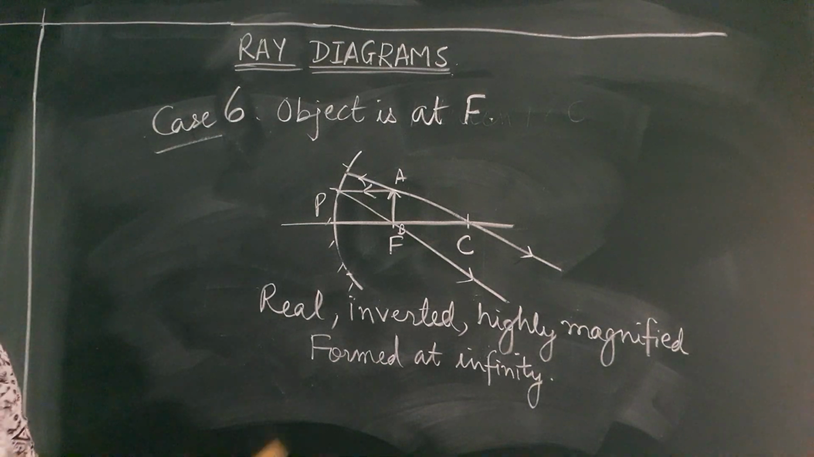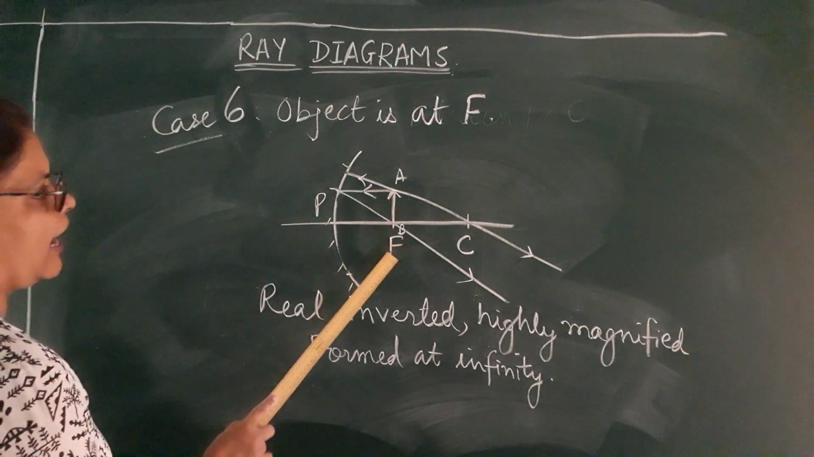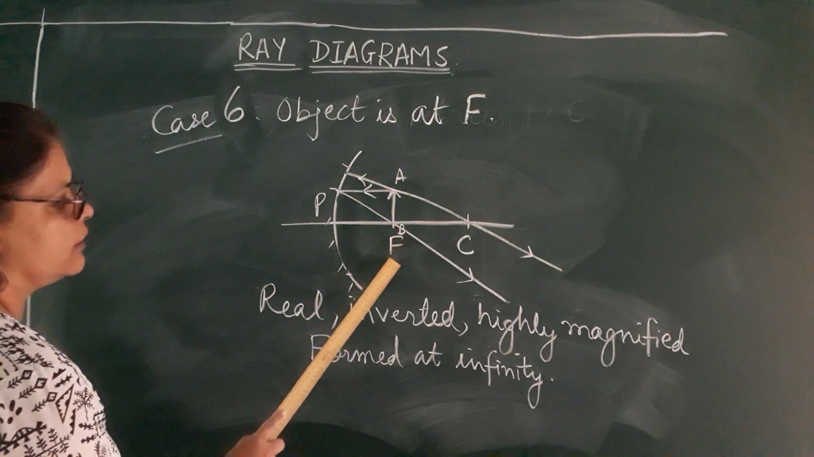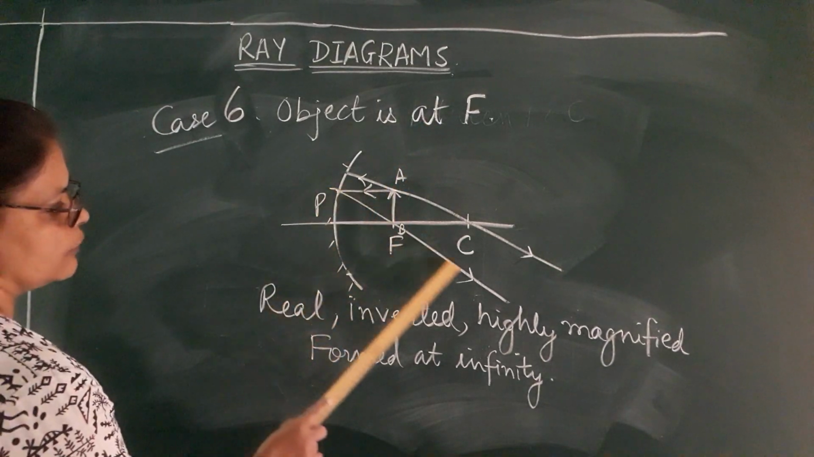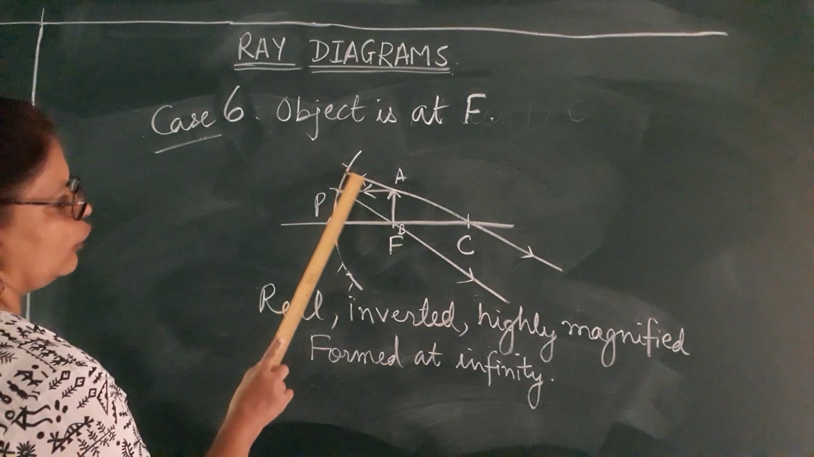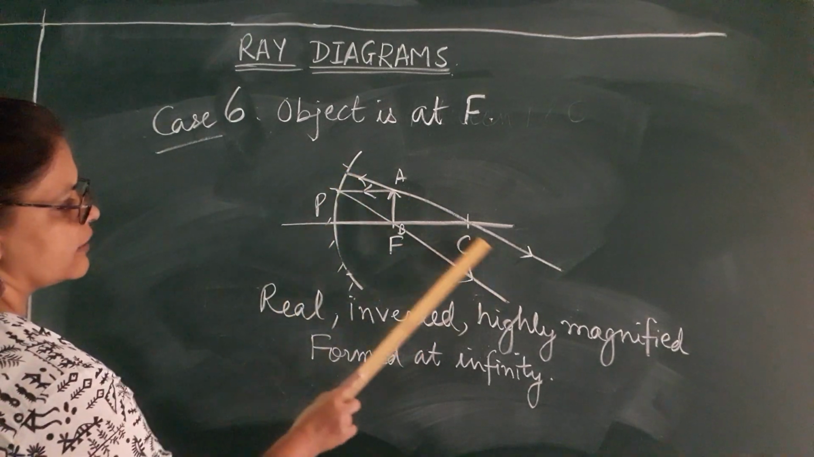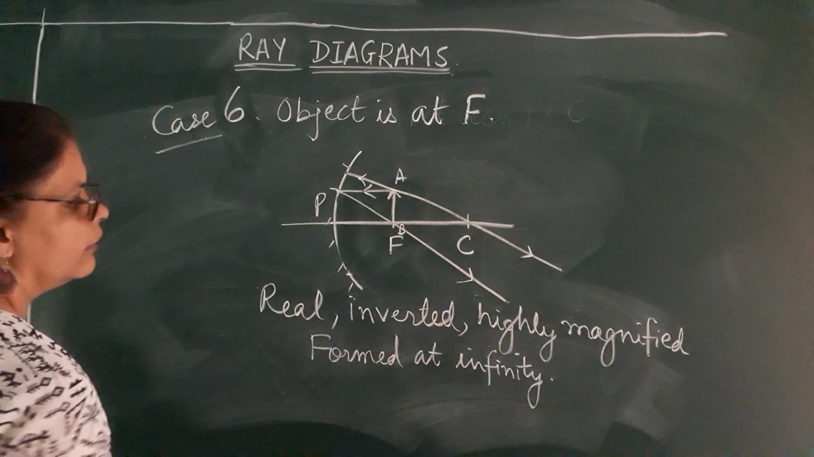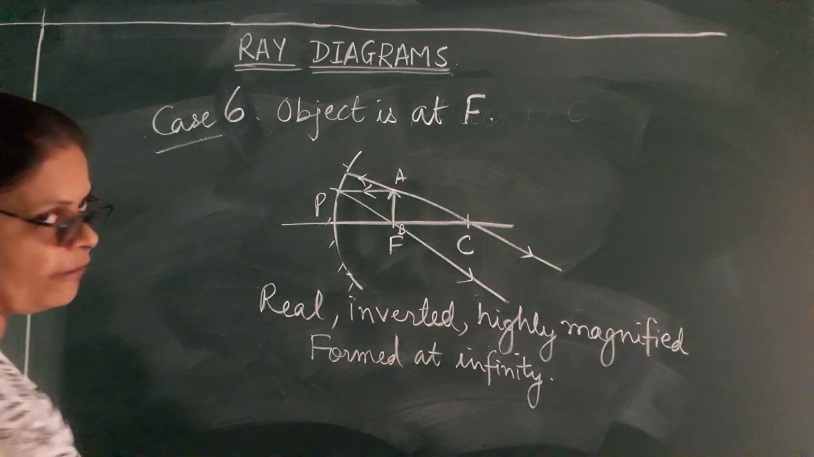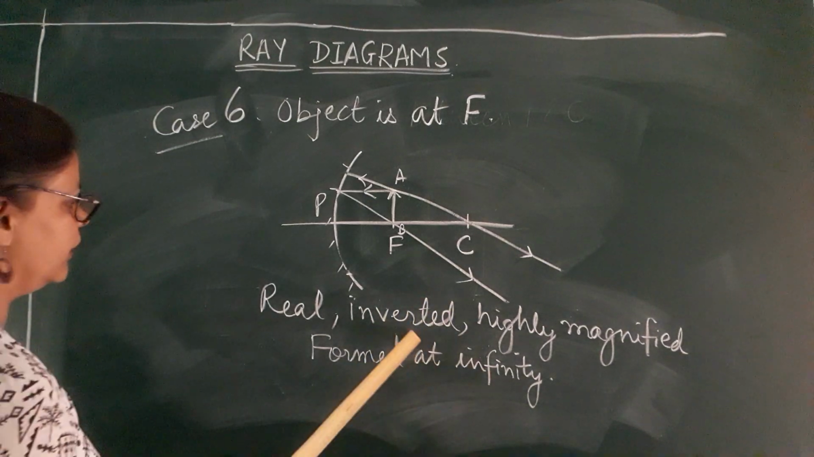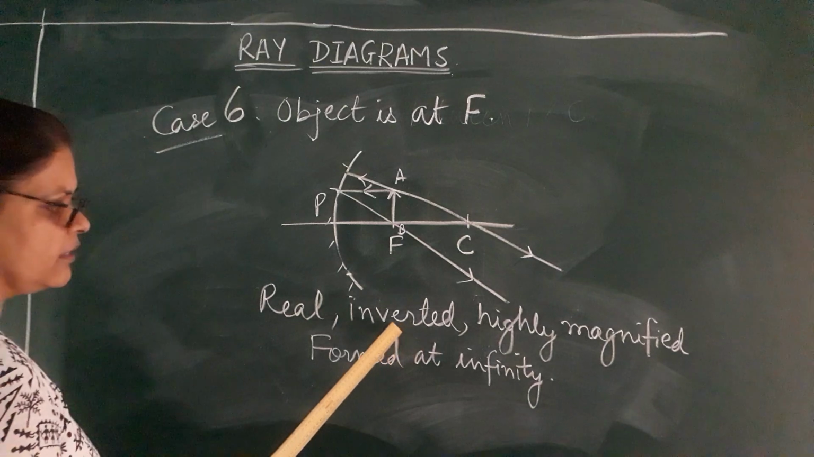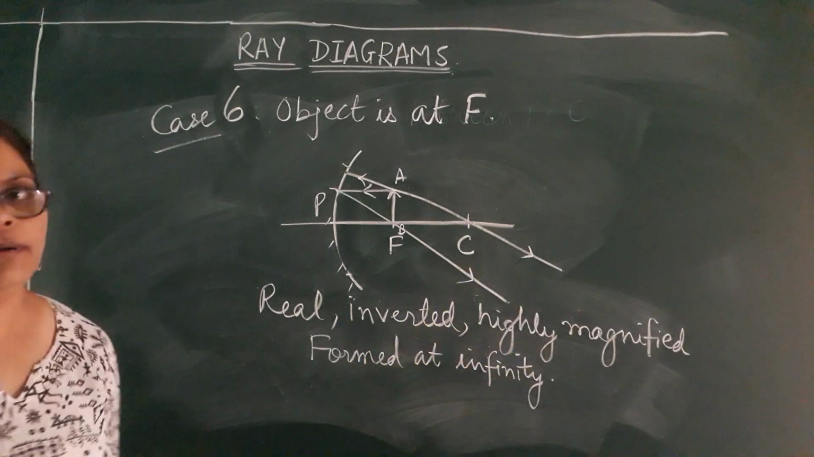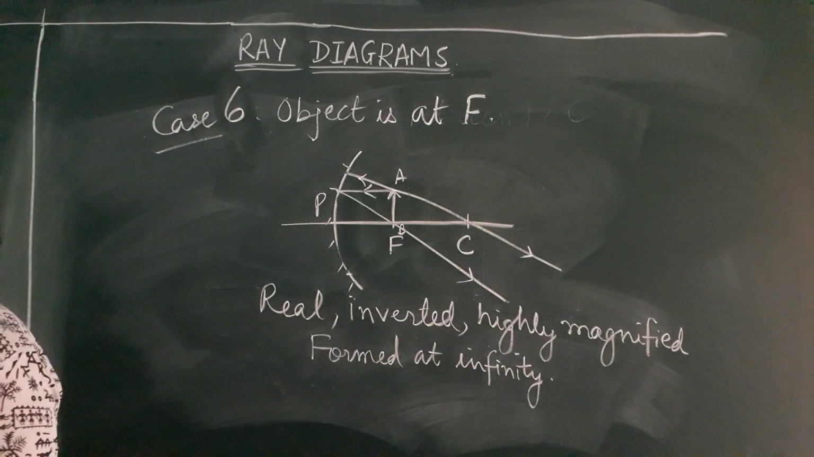You can see, again have a look, object is at F, children, at the principal focus. Ray of light moving parallel passes through F is one rule, and ray of light passing through C retraces. They both don't meet, but they will meet very far away. So the image is real, it is inverted, highly magnified, and it is formed at infinity. This is case 6, children.